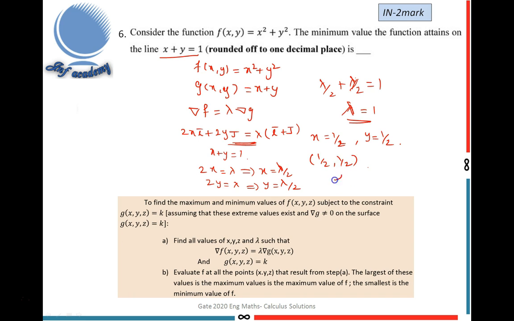What is that value? f(1/2, 1/2). Substitute the values of x and y in f(x, y). I got 1/4 plus 1/4, which is equal to 2/4, that is 1/2. So the final answer is 0.5. 1/2 is 0.5. This is the final answer.